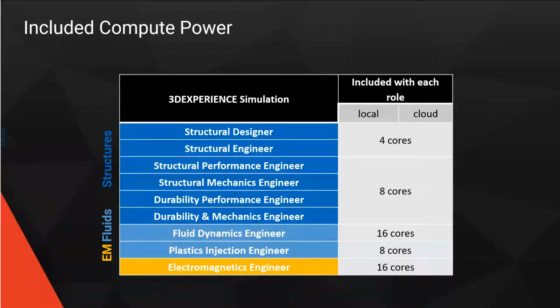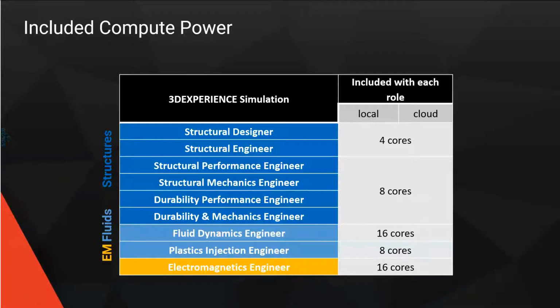So the two most basic roles, structural designer and structural engineer, which are not basic, let me tell you, are very, very powerful. They each have 4 cores that come with them as a basis, so you can always run 4 cores. It's still not a bad amount of cores to run a cloud simulation on, and you can always upgrade.